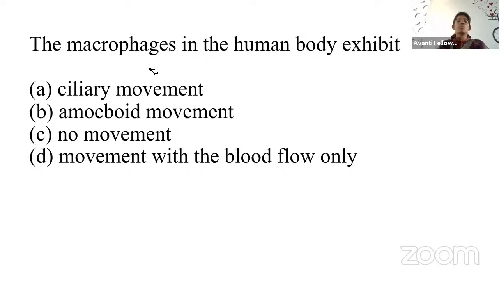The first question is: macrophages in the human body. Macrophages, you all know, are helpful for defense, right? Which movement can we see in macrophages? A, ciliary movement. B, amoeboid movement. C, no movement. D, movement with blood flow only. Now give me the answer, which would be the correct one.